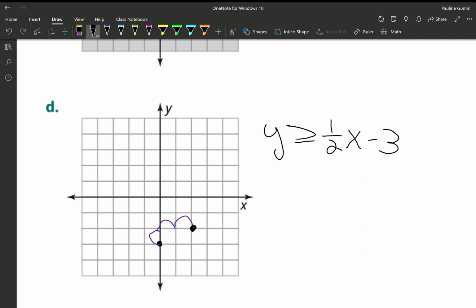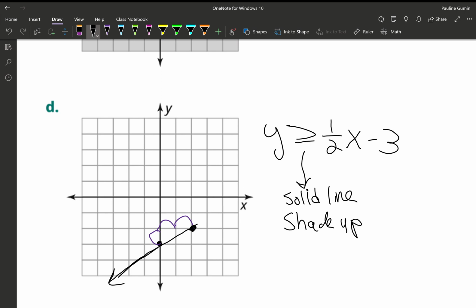Okay, now let's think about the line and shading. It's all about this symbol. The symbol has a solid line underneath. That means we will have a solid line. Cool beans. Next, where will we shade? Y is greater than. Greater, bigger, up. Shade up. Okay, so first let's connect our dots.